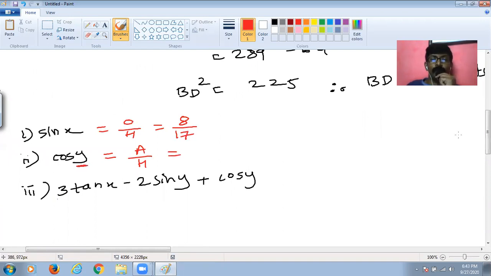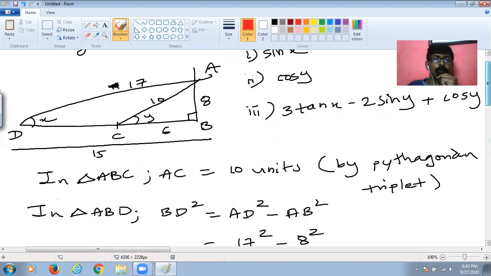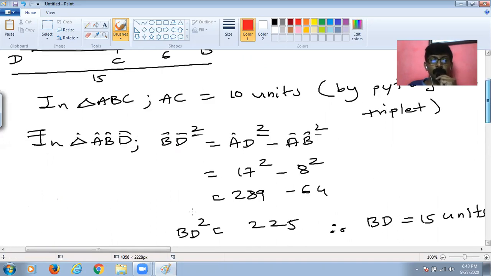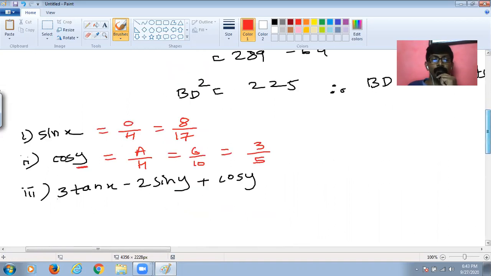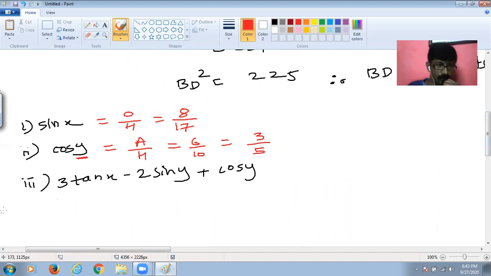Since it is y, we'll have to select the small triangle, that is triangle ABC. Adjacent would be 6 and hypotenuse would be 10, because this would be opposite, this would be adjacent, and this would be hypotenuse. So this will become 6 upon 10, which can be written as 3 by 5. Isn't it simple? Now we have to just find out this huge thing.